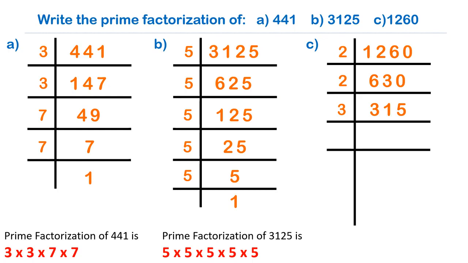If we divide 315 by 3, we get 105. To check whether 105 is divisible by 3 or not, we use the divisibility test of 3. So we add the digits. 1 plus 5 equals 6. And 6 is divisible by 3. So 105 is also divisible by 3. So divide 105 by 3. We get 35. 35 is an odd number.